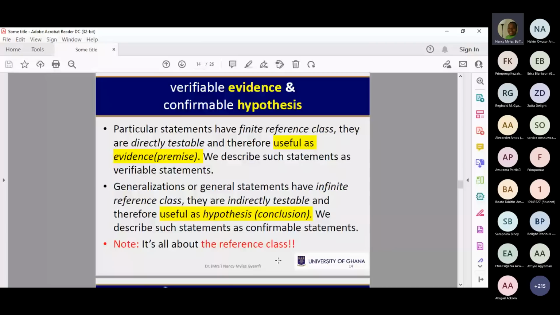That is why it is better to use verifiable statements as evidence or premises when you are reasoning, and then rather conclude with the hypothetical one, the one that is a generalization. That way, the person assessing the connection between your premises and conclusion can test directly the evidence you have provided and see how it corroborates your conclusion. Simply put, use particular statements as evidence.